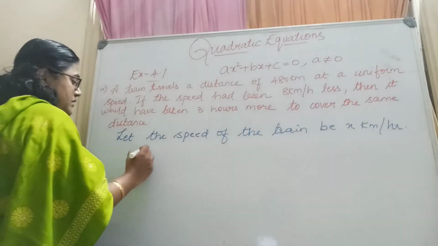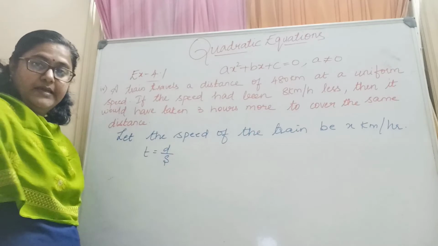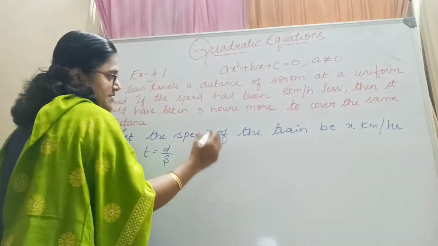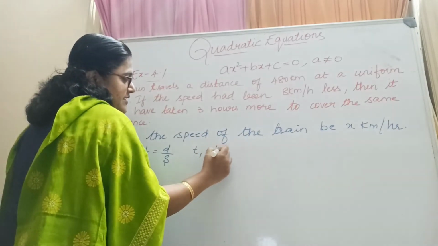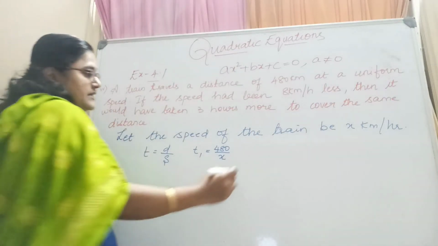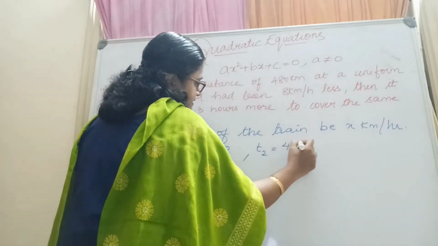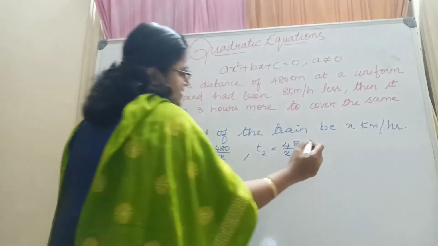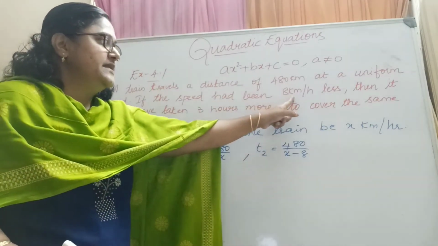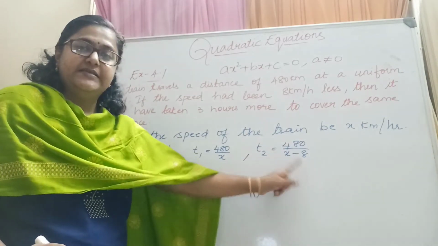Okay, now the time taken, time is equal to distance by speed. This you have learned already. So the time taken when the speed is x, that is t1, is distance by speed. Then, the time taken when the speed becomes less is distance by x minus 8. The original speed is x kilometer per hour, but the speed becomes less by 8 kilometer per hour. So, x minus 8, 480 by x minus 8.